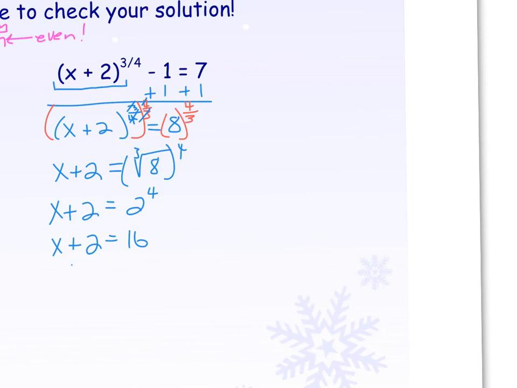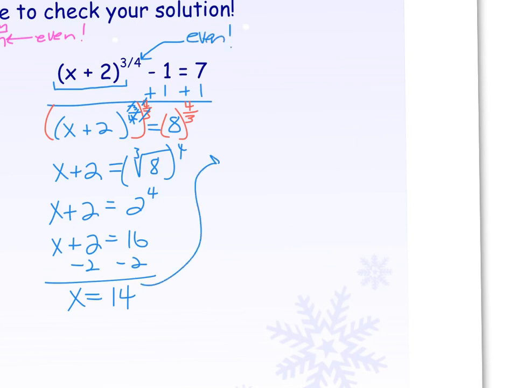Finally, to get x by itself, move that 2 over, and we get a tentative solution of 14. But because the denominator of that rational exponent is even, we want to double check this. So we're going to do a little verify here. If I plug in 14 for x and raise it to the 3/4 power minus 1, will we get 7?